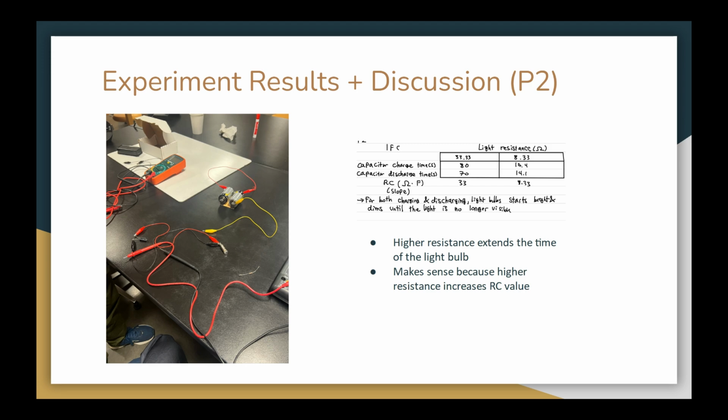For our second experiment, a higher resistance extends the time of the light bulb as seen, and this makes sense because higher resistances increase the RC value. So for both charging and discharging, the light bulbs start bright and dim until the light is no longer visible.